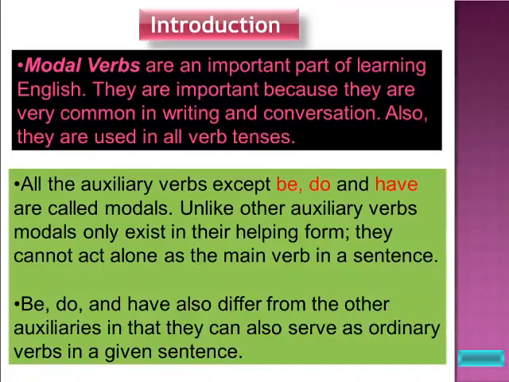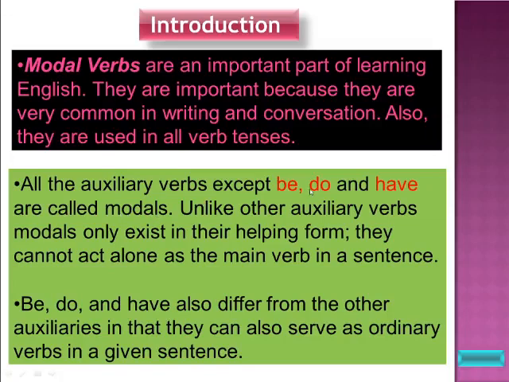Introduction. Modal verbs, also known as helping verbs, are an important part of learning English. They are important because they are very common in writing and conversation. Also, they are used in all verb tenses. So, without modal verbs, without auxiliary verbs, we cannot complete some sentences in English. So, it's very important. And look at the next one. All the auxiliary verbs except be, do, and have are called modals.